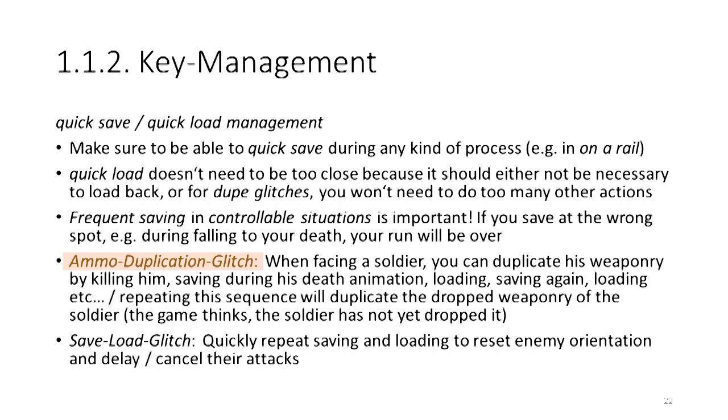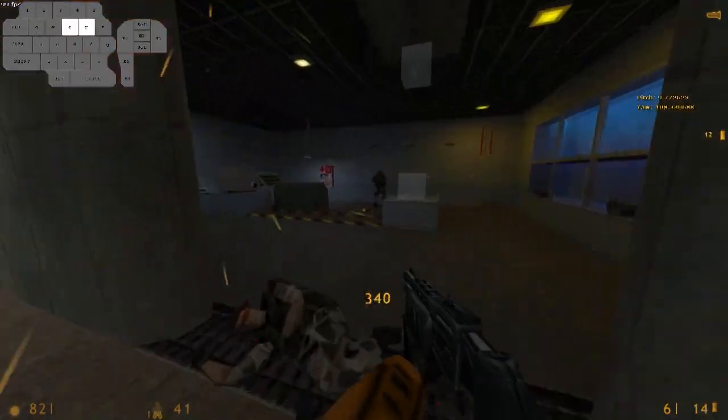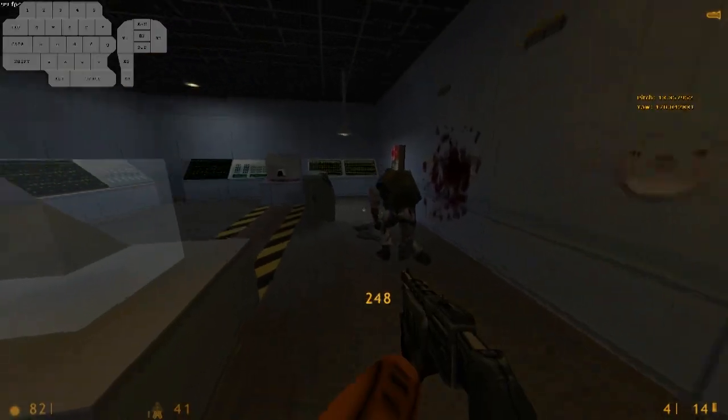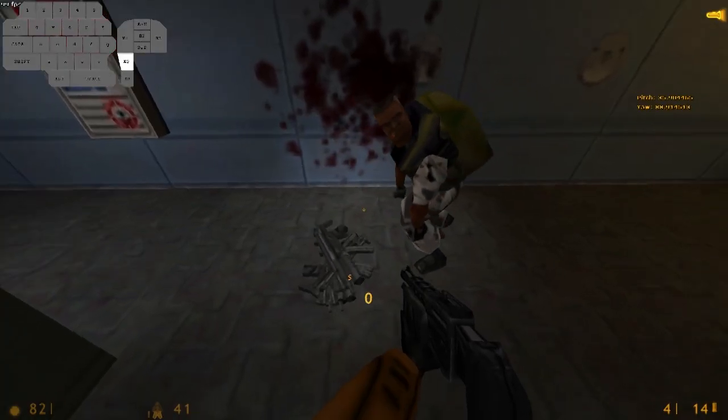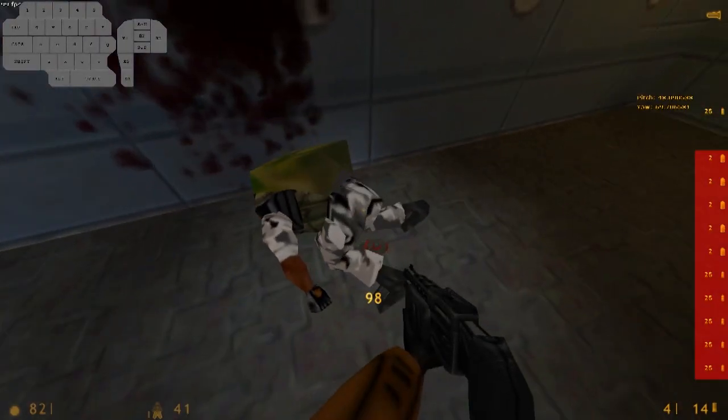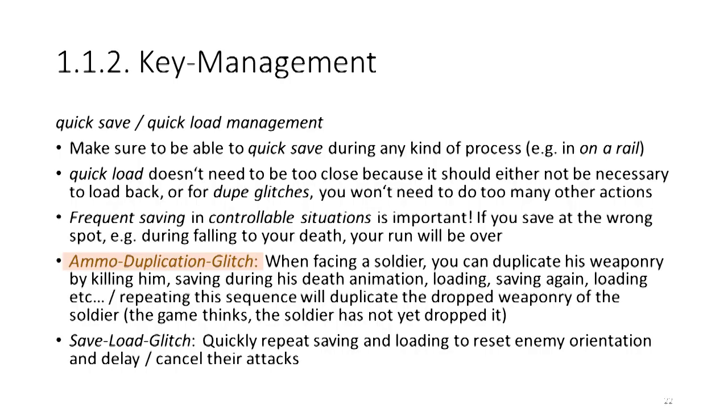The Ammo-Duplication-Glitch. When you kill a soldier, he will drop the weaponry that he possesses. When you quick save during his death animation that lasts about 3 seconds and quick load again, the game will think the soldier has not yet dropped his weaponry. You can get as much ammunition out of a soldier that way as many times as you repeat this cycle.